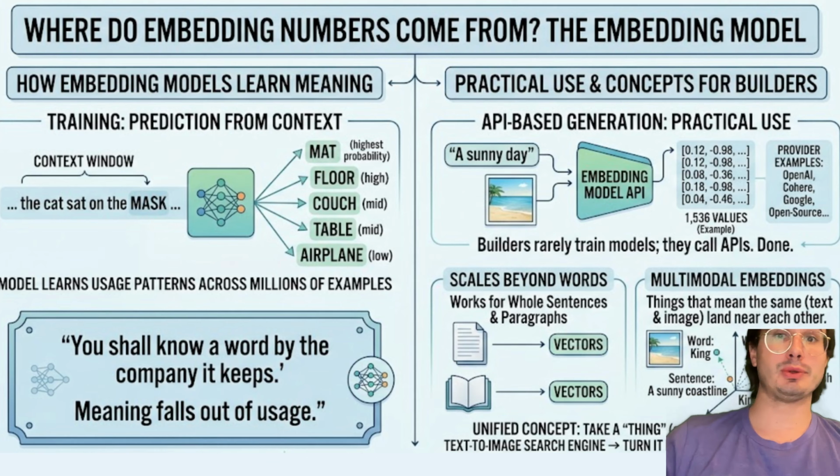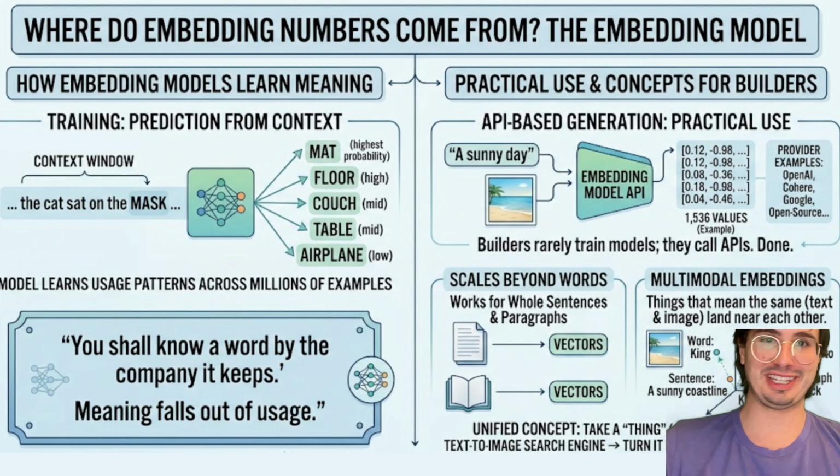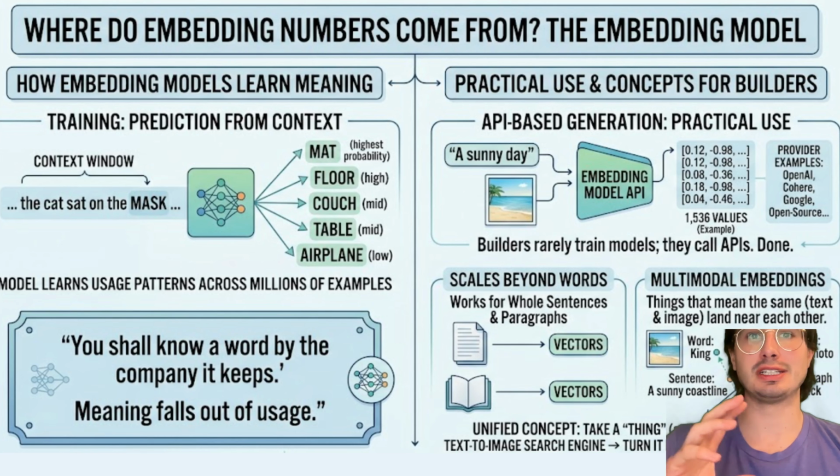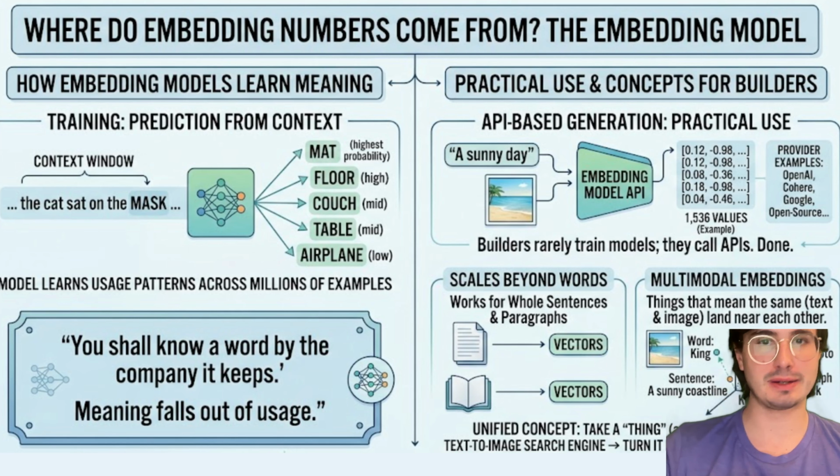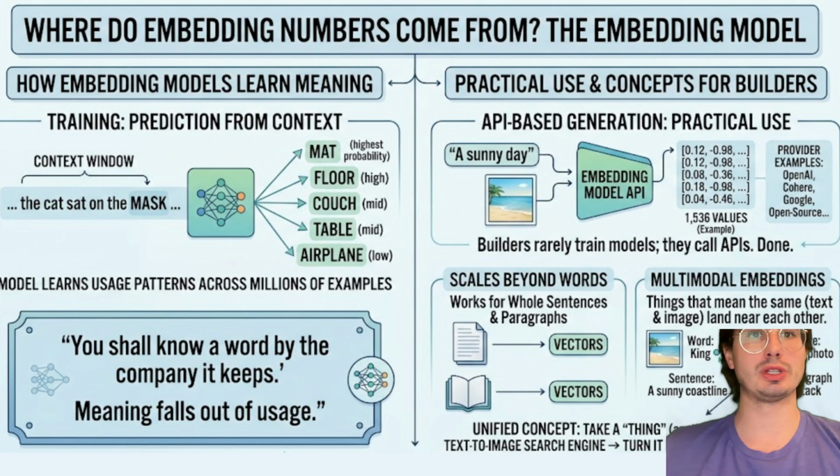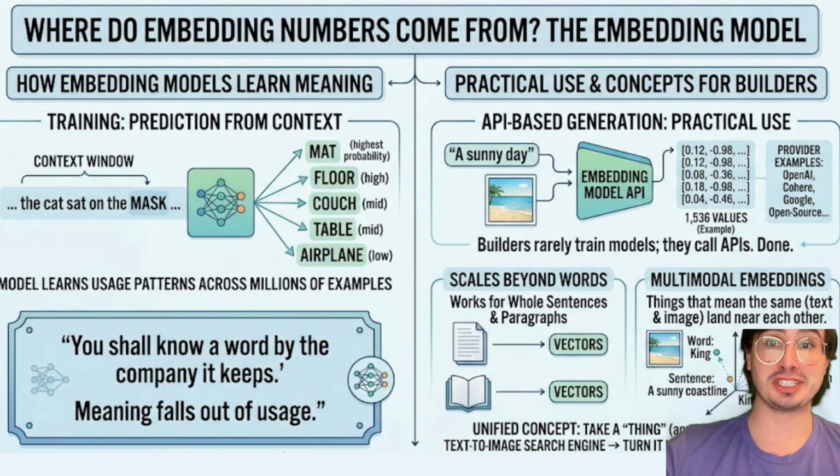And the important part for you as a builder is you're never going to want to train one of these yourself. You can call an embedding model the same way you call any other API. You send a text, it sends back the vector. OpenAI, Cohere, Google, there's a ton of different open source models that do this, where you hand over a sentence and get back a list of numbers and you're done. So don't try and over-engineer this.